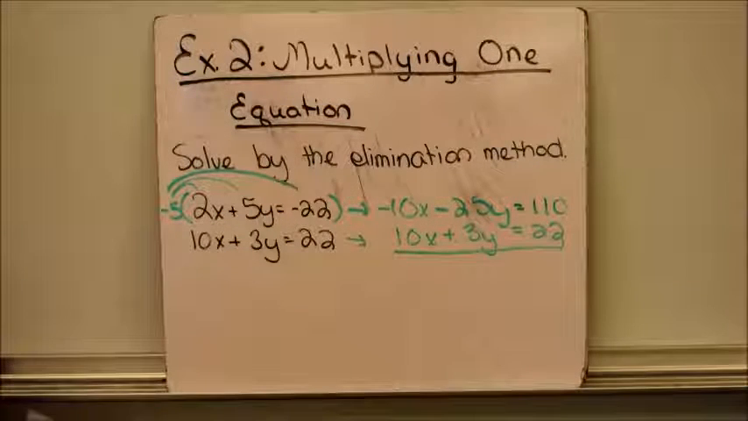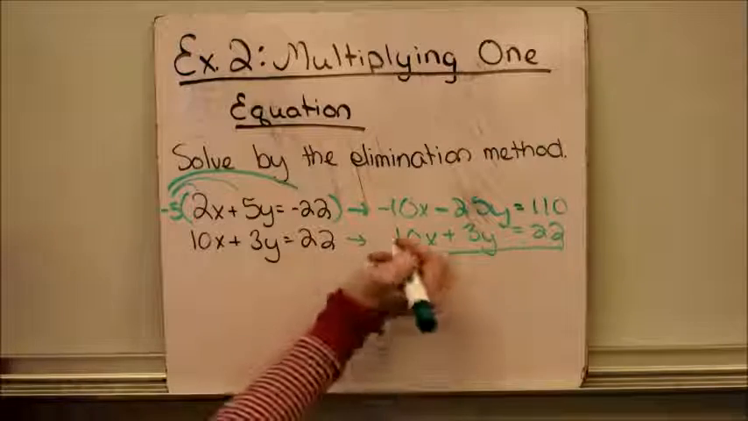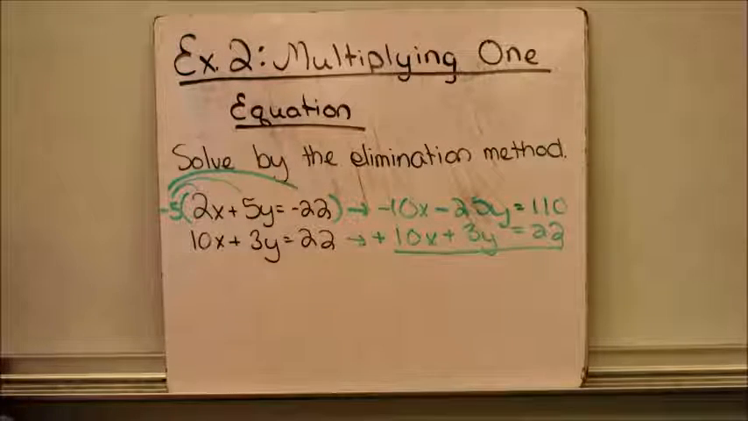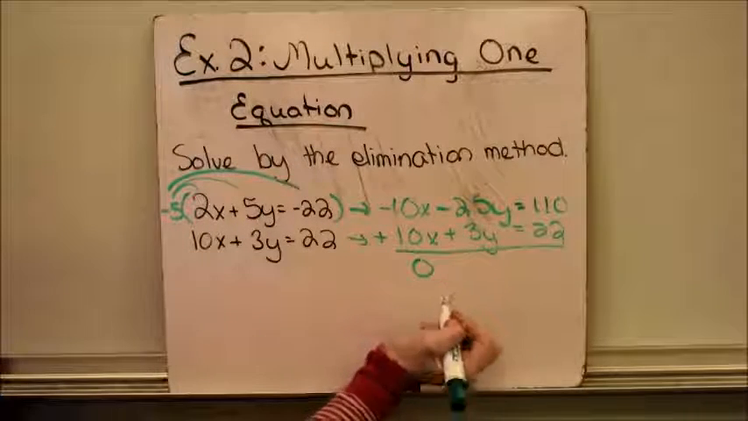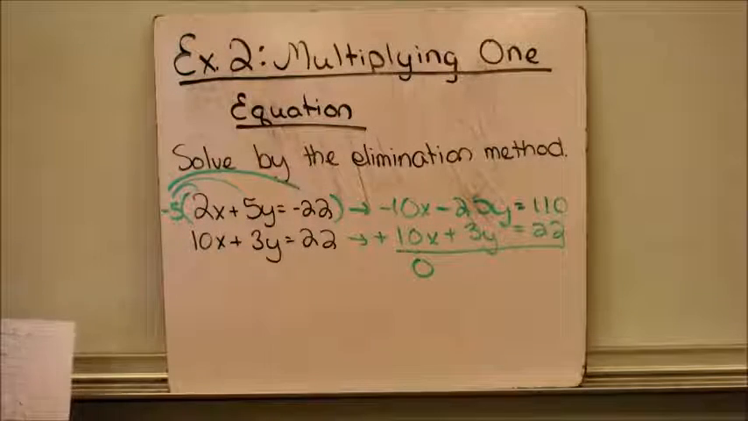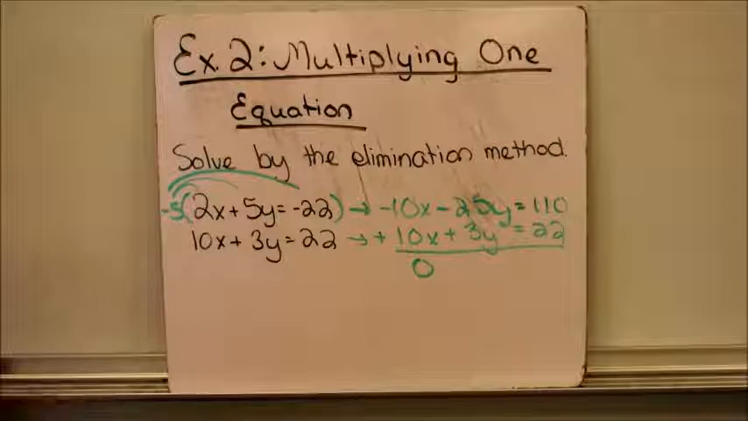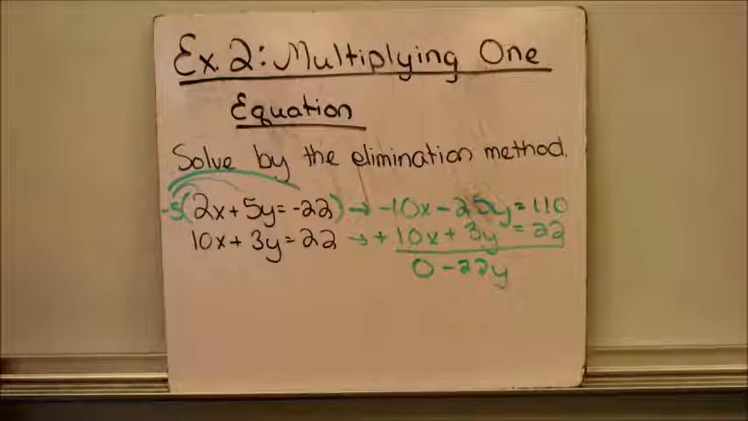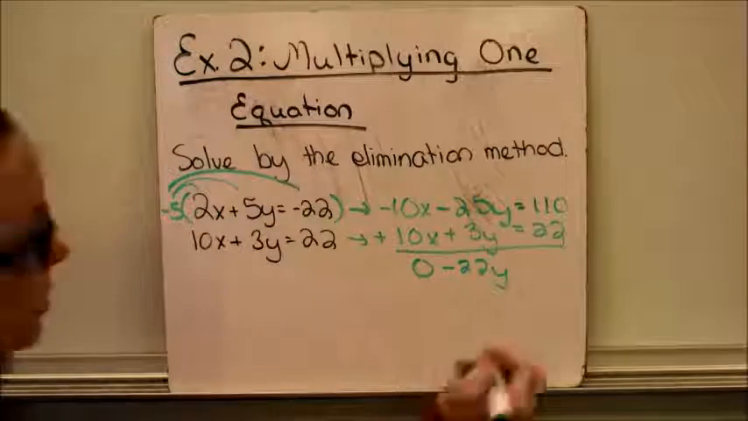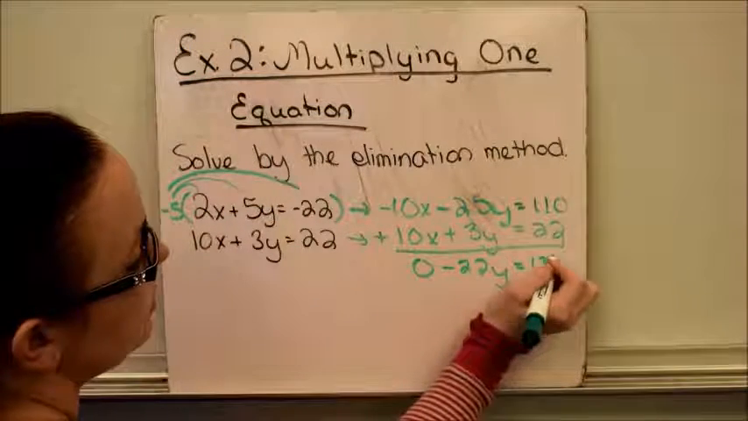All right. So if I add these two together now, this will cancel out and I'm left with 0. -25 plus 3 will give me -22y. And then 110 plus 22 will give me 132.